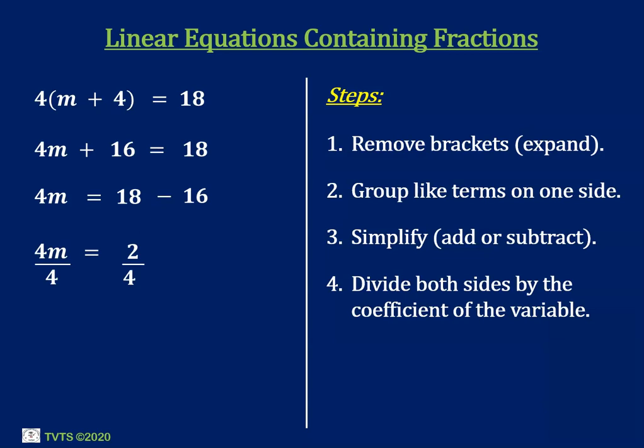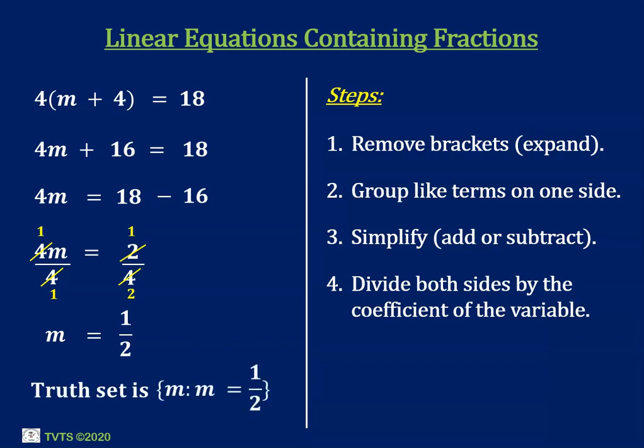On the left-hand side, 4 gets rid of 4, and on the right-hand side, 2 goes into 4 twice. Therefore, m = 1/2, or half. And in case you are required to find the truth set, then the truth set is the set that contains the element m, such that m is 1/2.